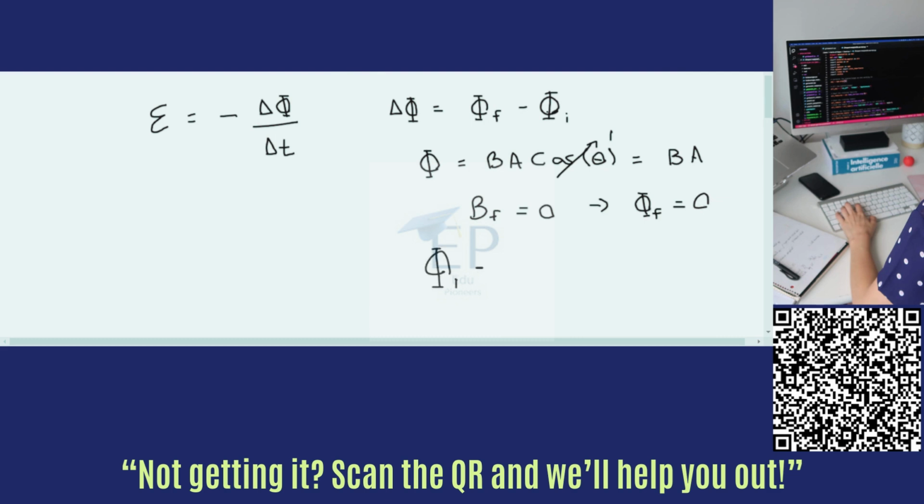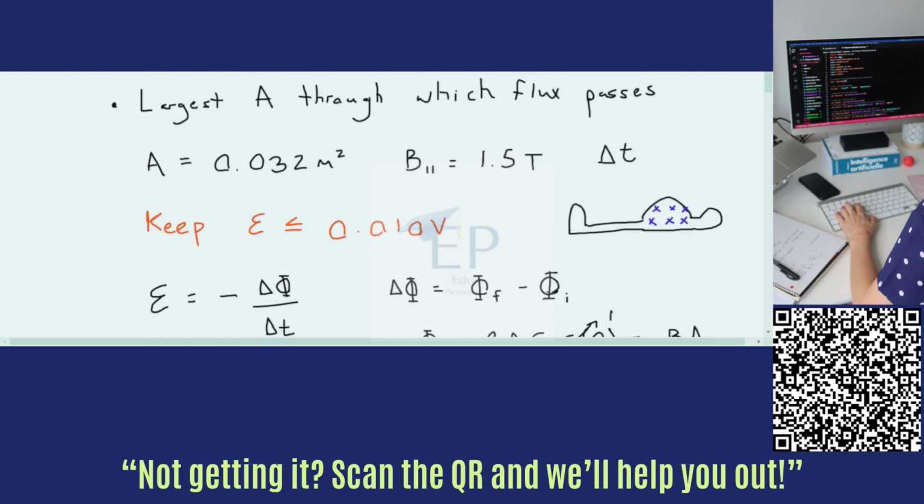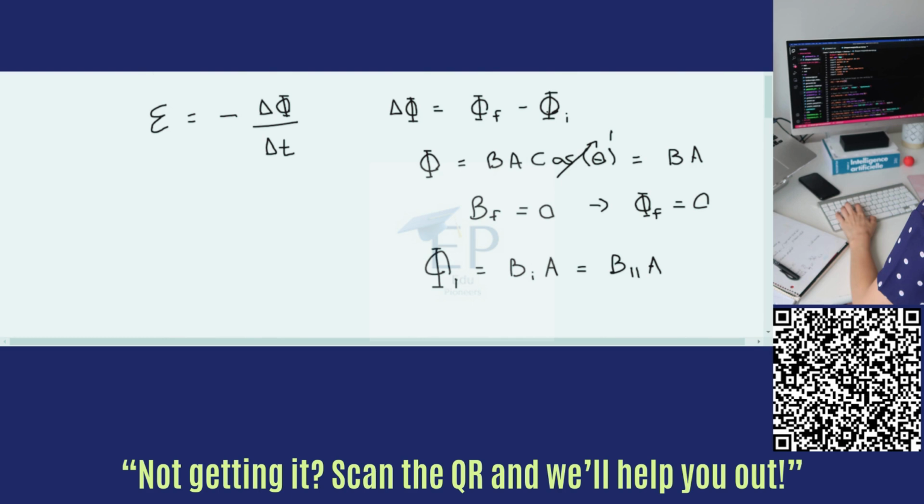So the initial flux is just going to be the initial B field times the area. And our initial B field is just going to be this B parallel that I had up at the top here, which is 1.5 teslas. So if we substitute that into our delta flux here, we'll just end up with minus B parallel times A, since the final flux was 0.